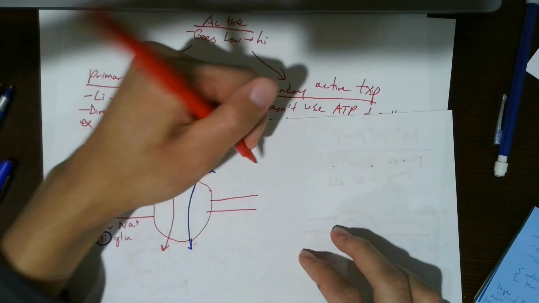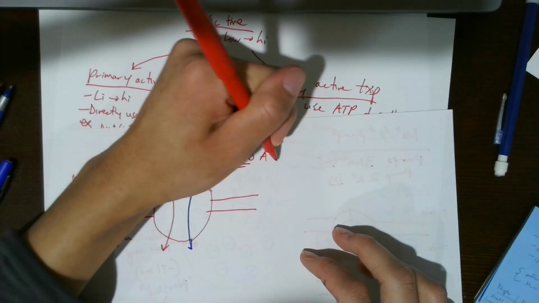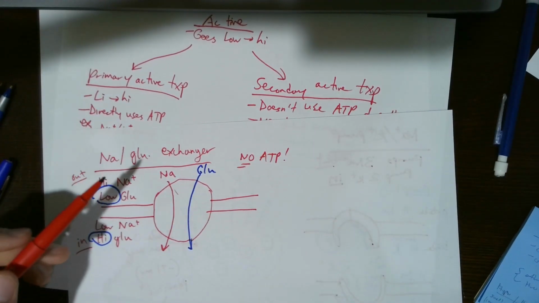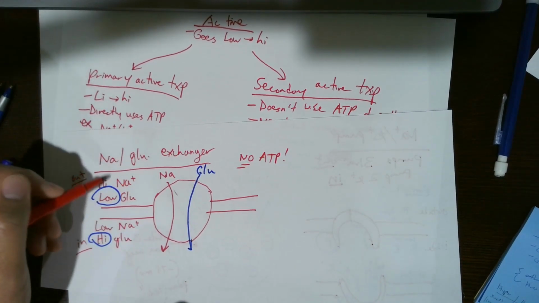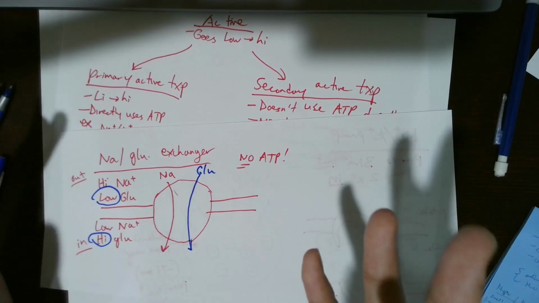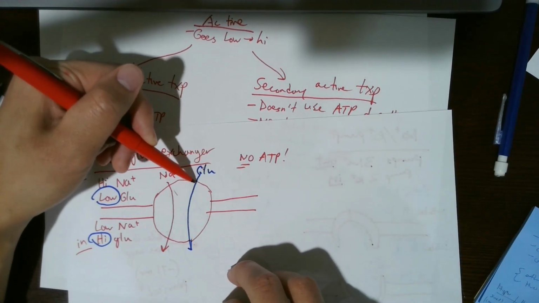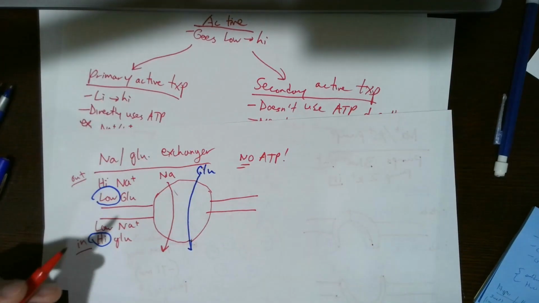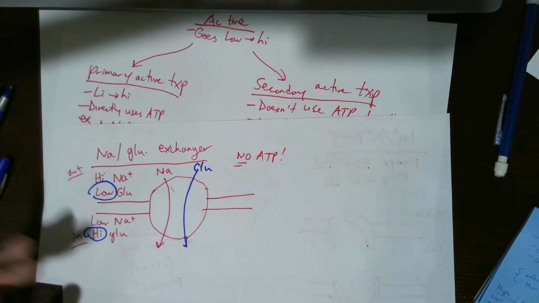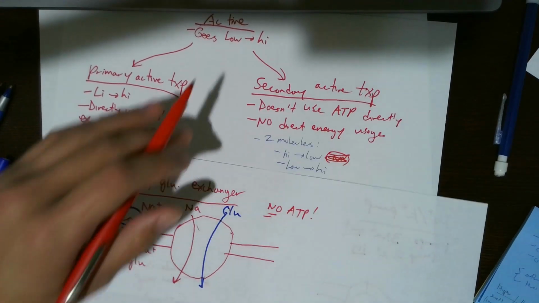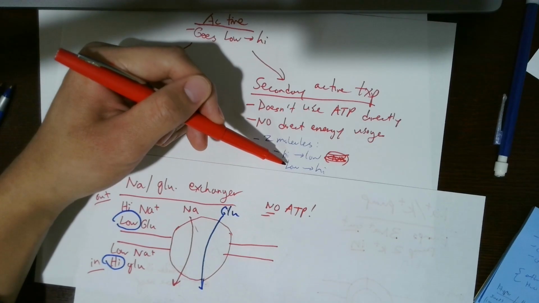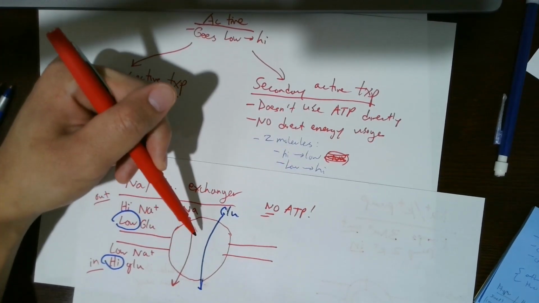So notice that we're not using ATP. There's no ATP here. There's no direct energy usage. But the fact that we're using sodium going from high concentration to low concentration is what generates the force to push glucose from low concentration to high concentration, in a direction that it wouldn't normally move. So that's secondary active transport. You're going to couple one thing that's moving from high to low, in this case it's sodium, with something going from low to high, which is glucose.